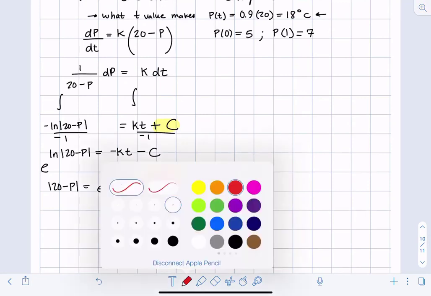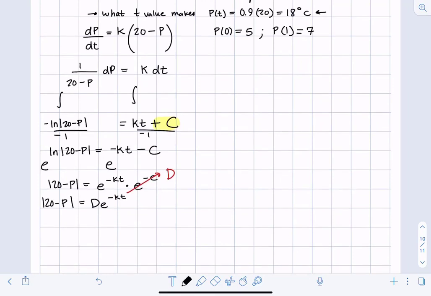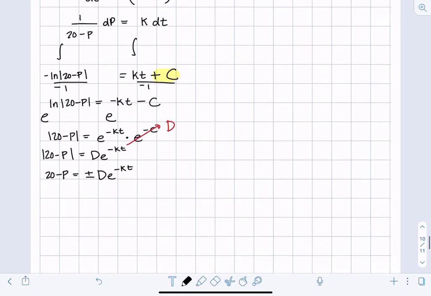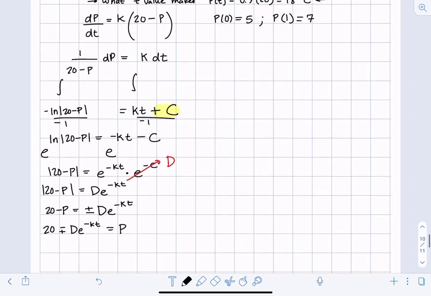So we would get d e to the negative kt equals the absolute value of 20 minus p. And then 20 minus p would be equal to plus or minus d e to the negative kt. And solving for p, we'd get... okay, so there's our general solution for this problem, but we need to use our conditions to find our constants.